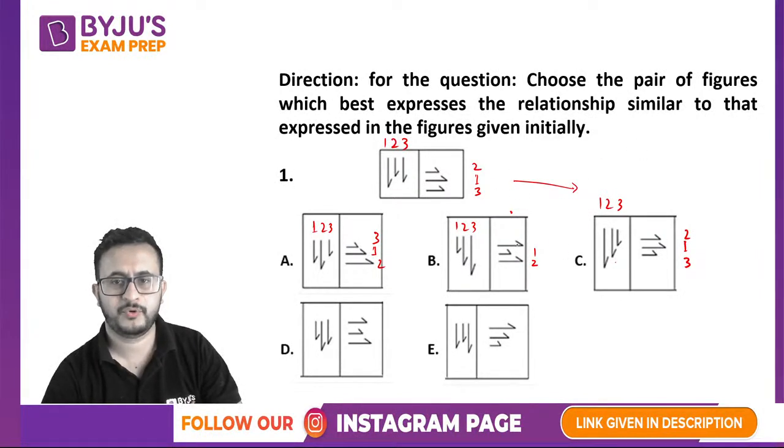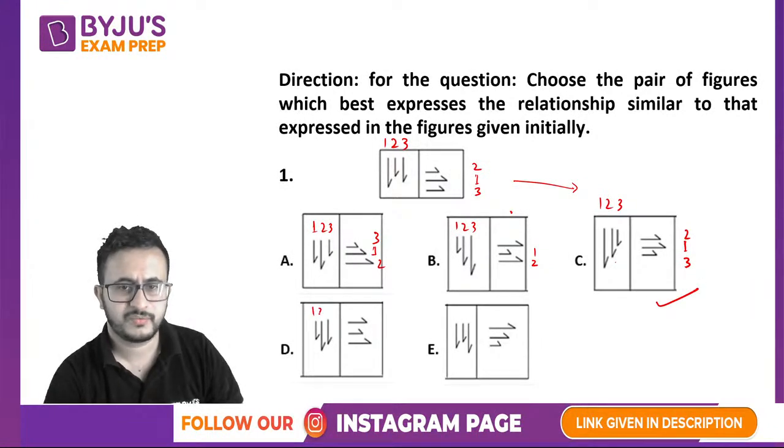See, in this case, both are of the same length. They have to be three different lengths. So that is why this should be the answer. Let us check other options. 1, 2, 3: smallest line at the center, longest line at the bottom, and the middle line at the top. This is showing 3, 1, 2.